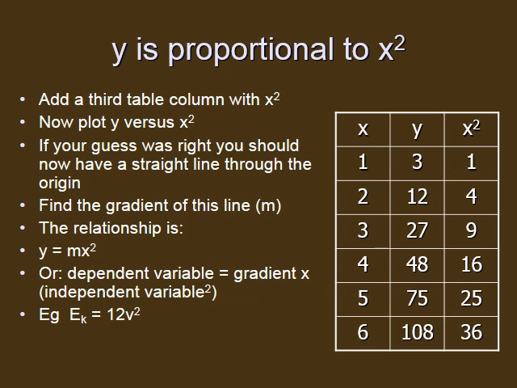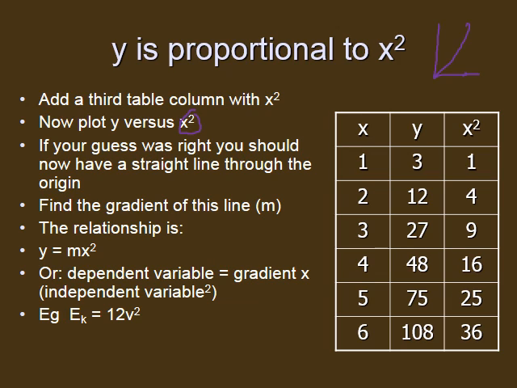Okay, moving along. So here's an example of y is proportional to x squared. What you do if you have this relationship in your internal is you add a third column to your experimental results with x squared, or I squared, whatever value you've got for x. Now plot y versus x squared. Not y versus x, y versus x squared. So if you see a relationship like this in your non-linear graph, then you're looking at y versus x squared for your second graph.